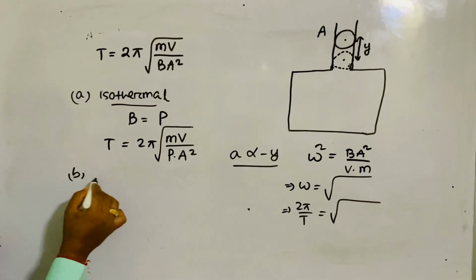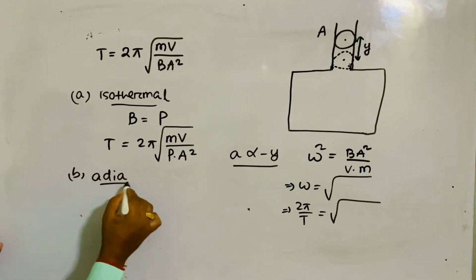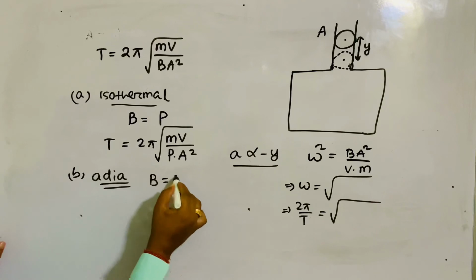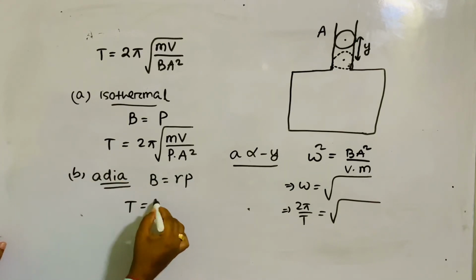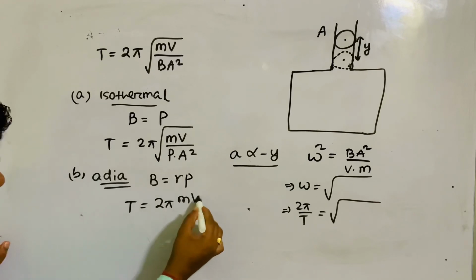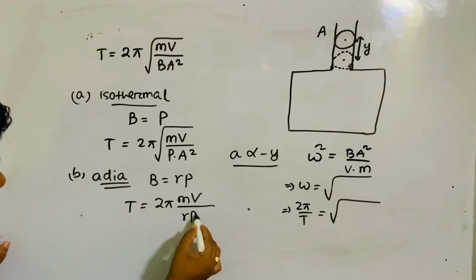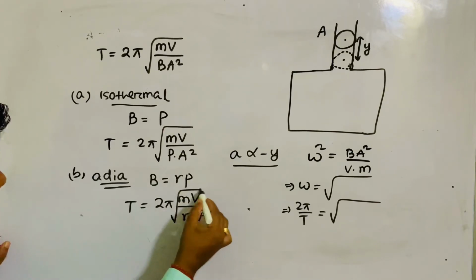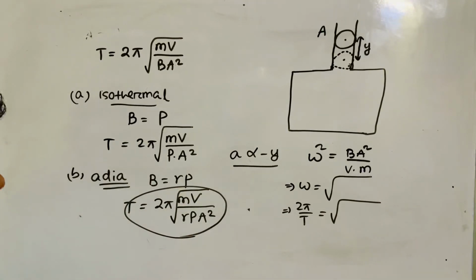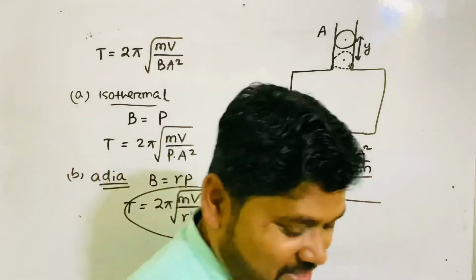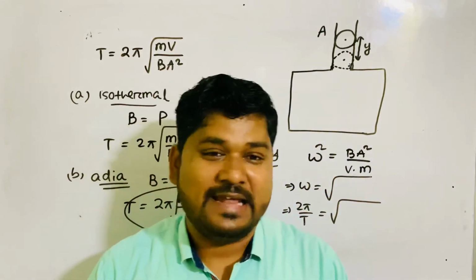But if you do it adiabatically, then bulk modulus is how much? Gamma P. If it is gamma P, then accordingly you replace it in the formula: 2 pi root over M into V by gamma P A square. So this is the time period expression of the ball at the neck of the airtight chamber.